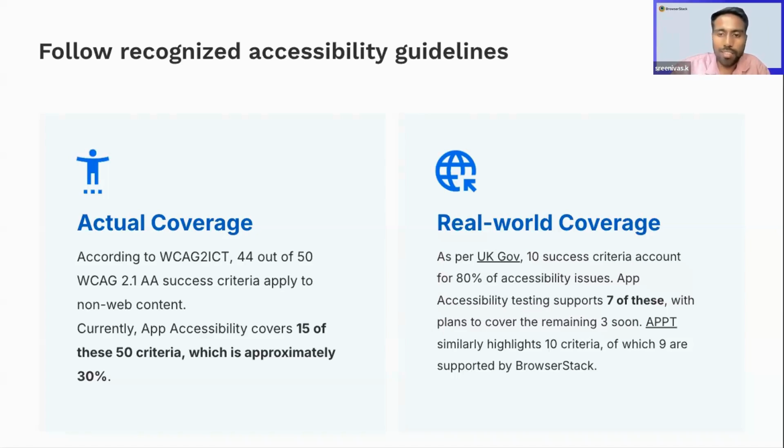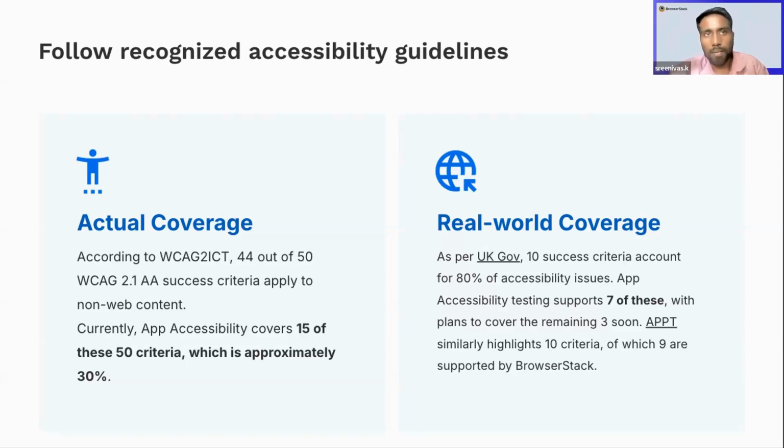But there is also secondary research data from the UK government, data from many other folks, and we have done our own benchmarking as well. And one number that comes out very frequently is that just 10 success criteria out of these 44 contribute to 80% of the real world issues. Let's take 5 to 10 of the most popular applications in the world, and 80% of the accessibility issues you would encounter on these applications will fall back to one of these 10 success criteria. So I would ideally start with solving for these 10 success criteria, so that you can knock down 80% of the issues and then concentrate on the remaining 20%.